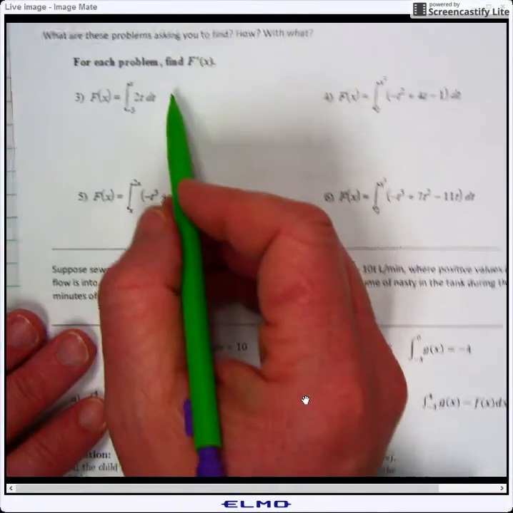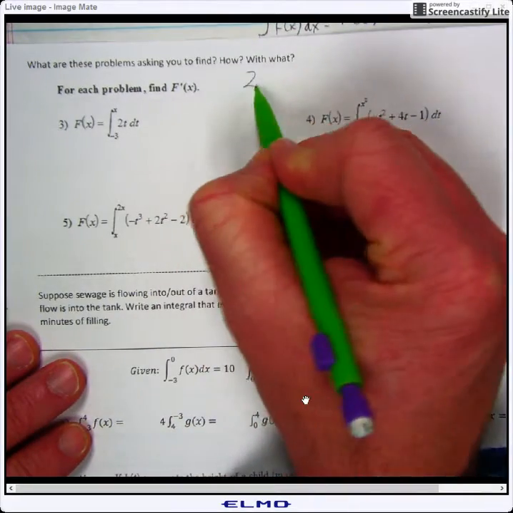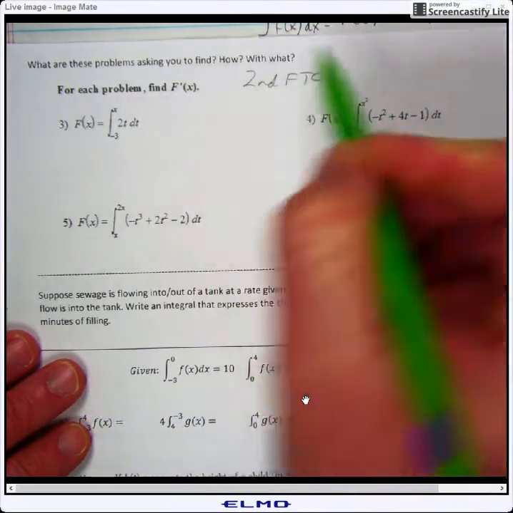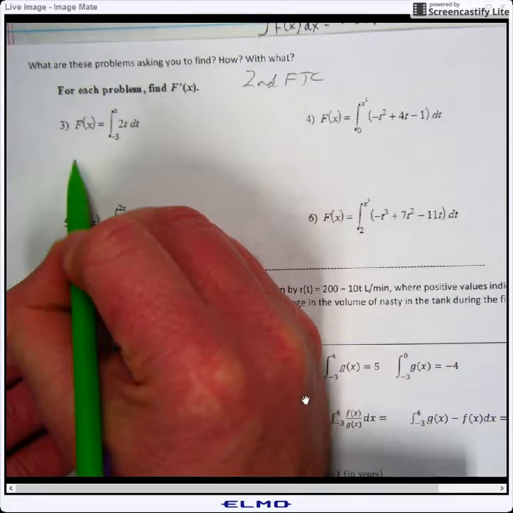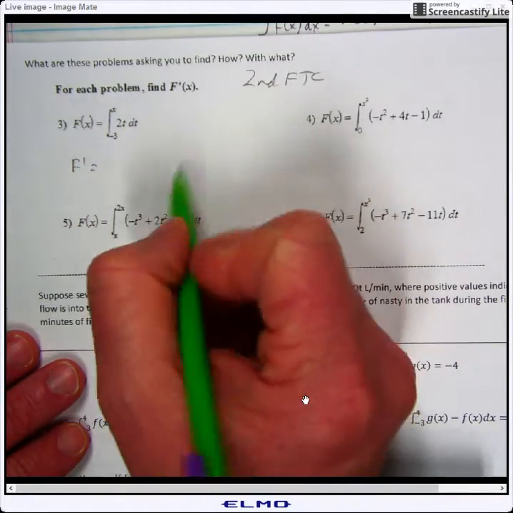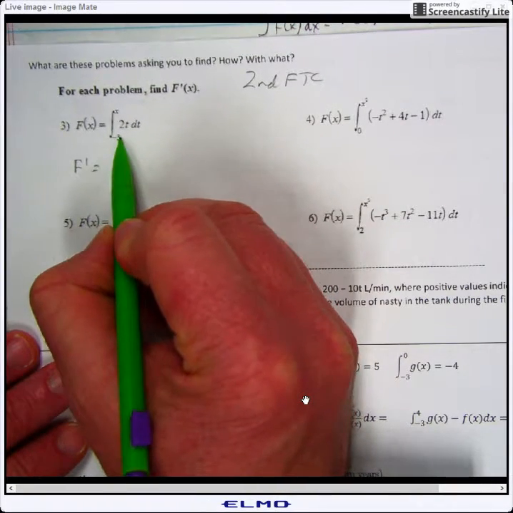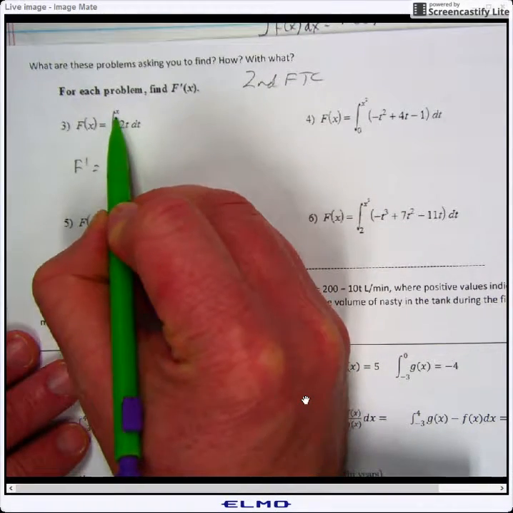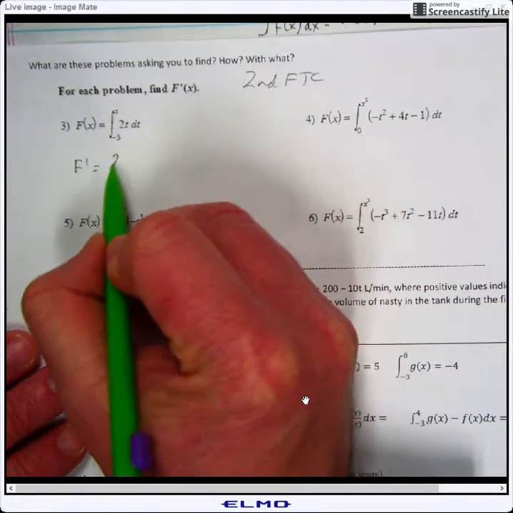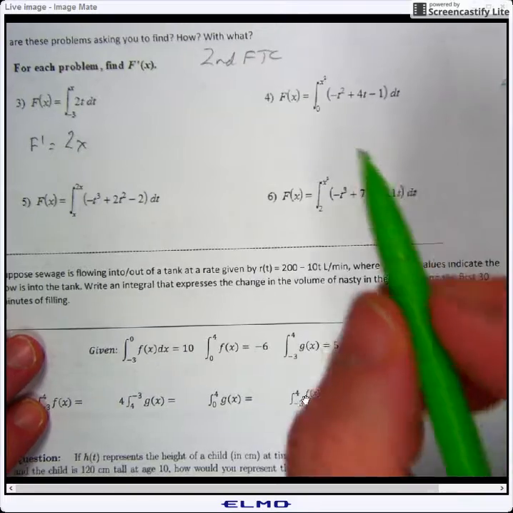On the back, for each problem, find the derivative. What do these problems ask you to find? We call it the second FTC. The derivative of the integral from a to x of f of t dt equals f of x. Okay, so we are just looking to see, do we go from a constant to a variable? If we do, plug in 2x. You're good. That's all she wrote.